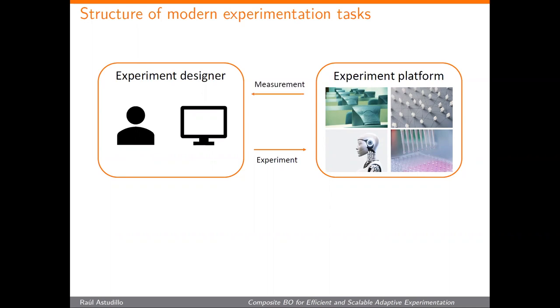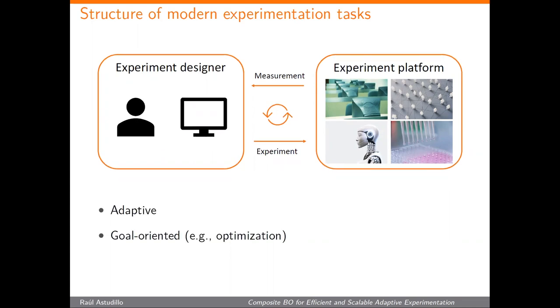Afterwards, we're gonna get some measurement, some outcome of this experiment. And this outcome is gonna be used by the experiment designer to update his or her knowledge of the system. This new knowledge is gonna be used to choose a new experiment configuration, and this process is gonna be repeated. So we see that this process is adaptive, as I was saying before, and it is goal-oriented. So very often this is formulated as some sort of optimization problem or a prediction problem. So we're gonna be gathering data towards solving some specific downstream task.